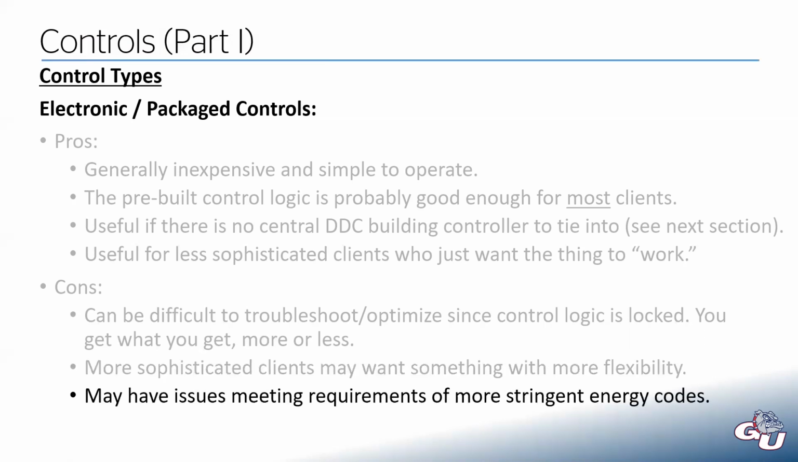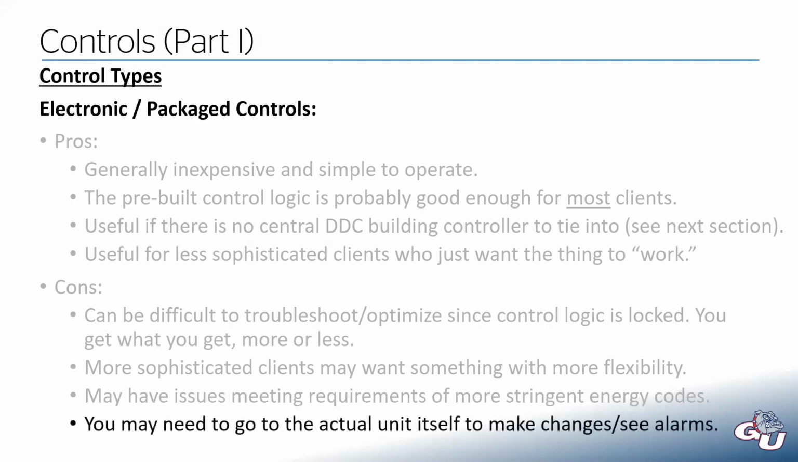And with packaged options, you might have some issues meeting some of the requirements of the more stringent energy codes. I've run into this in Washington because the Washington State Energy Code is very strict compared to most other locations in the United States. And so, because Washington is so strict and it has certain requirements, sometimes these packaged options can't do what you need them to do. And if you're reading the code in a strict sense, that means I can't use that equipment.